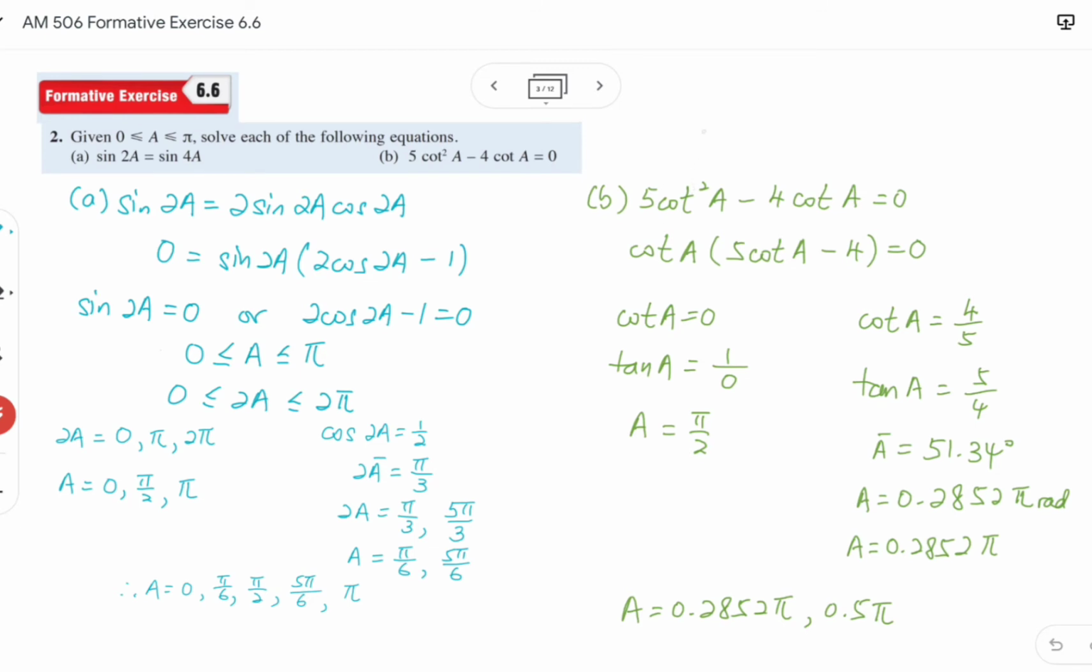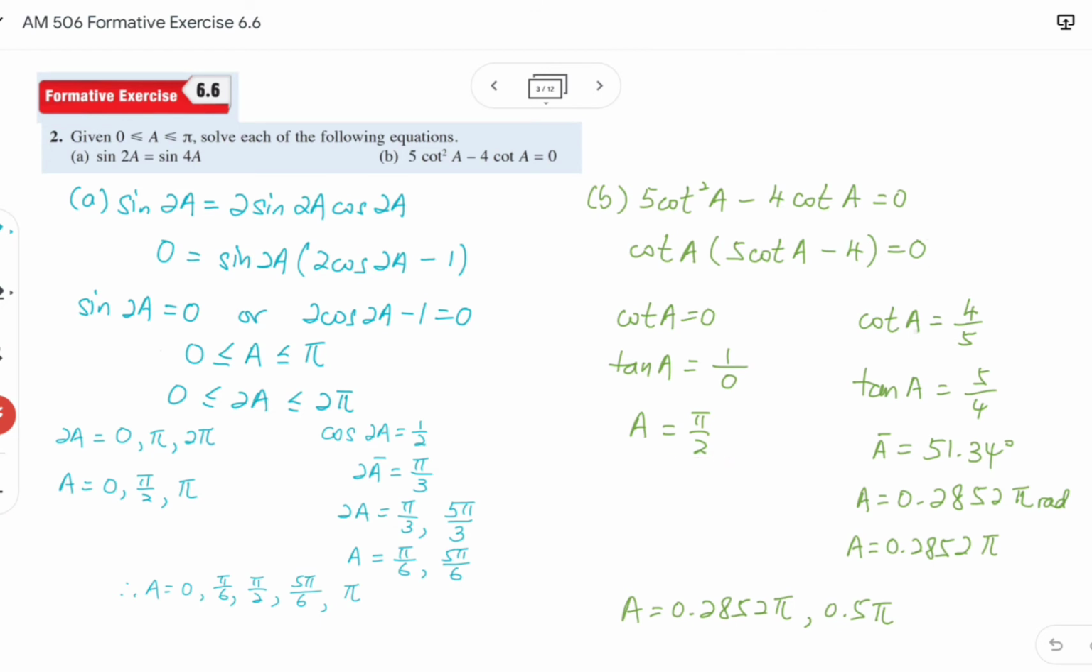B. 5 cotangent square of a minus 4 cotangent a equals 0. So we factorize out the cotangent. We get cotangent a times 5 cotangent a minus 4 equals 0. So we get the first solution, cotangent a equals 0, which is tangent a equals 1 over 0. This is special. We know tangent a will be undefined when it is at pi over 2 and 3 pi over 2. But because our a is only from 0 to pi, the only answer here will be pi over 2.